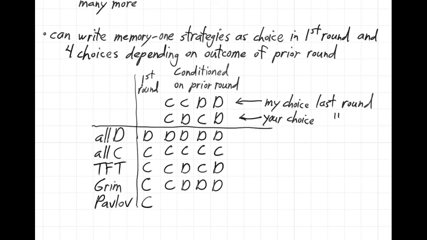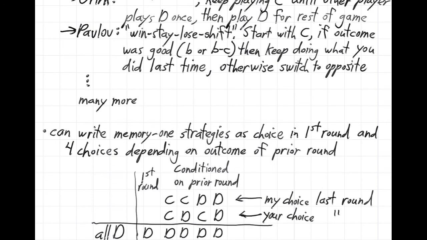What about Pavlov? Pavlov says, I should start with cooperating, got that. If I get one of the higher payoffs, B or B minus C, then keep doing what I did. And if I get one of the lower payoffs, then switch my strategy.